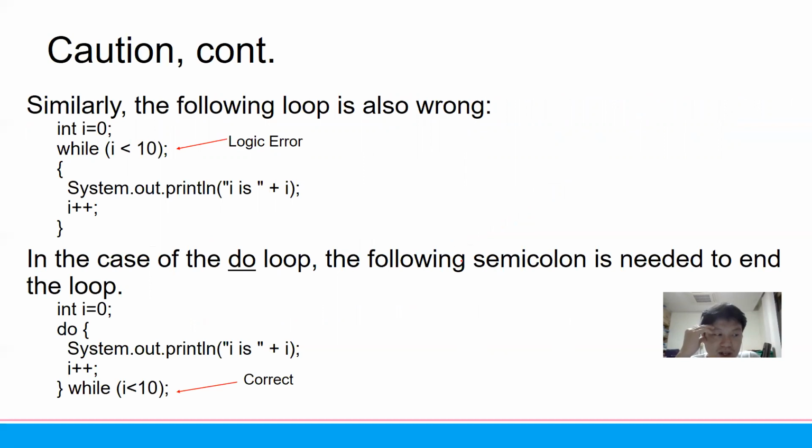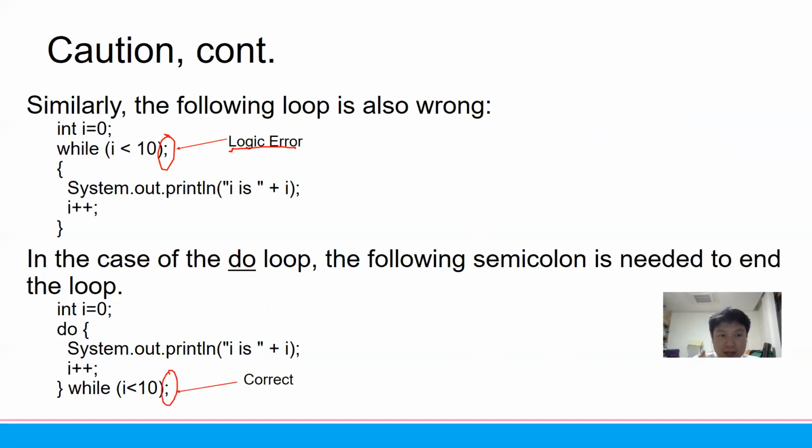This is also another logic error. If you have the while and then you just put the semicolon at the end of the while, then it's not correct. And in the case of the do while loop, the semicolon is necessary at the end. So be careful when we are using the while loop. You cannot use the semicolon here because it is not the end. But at the do while, this is at the end.